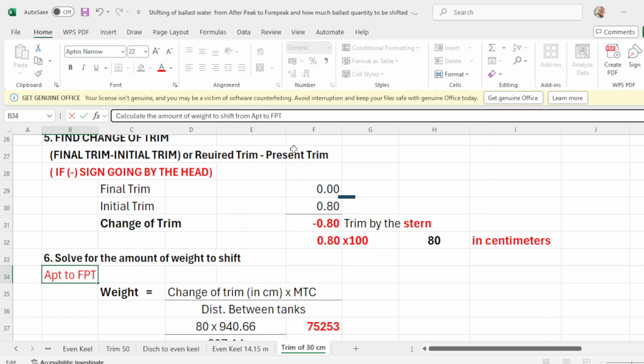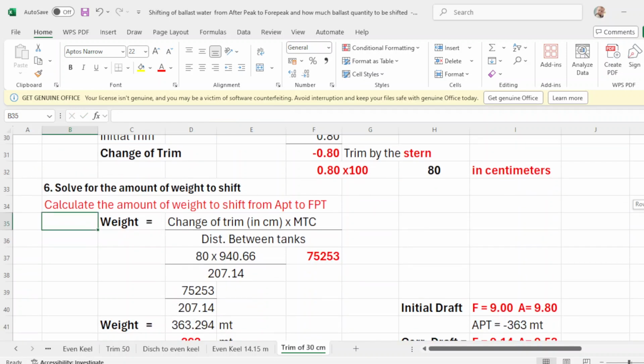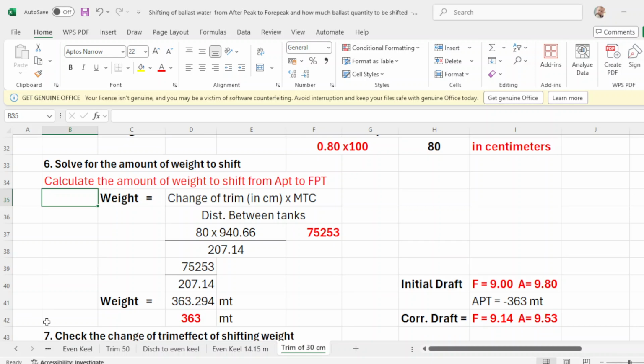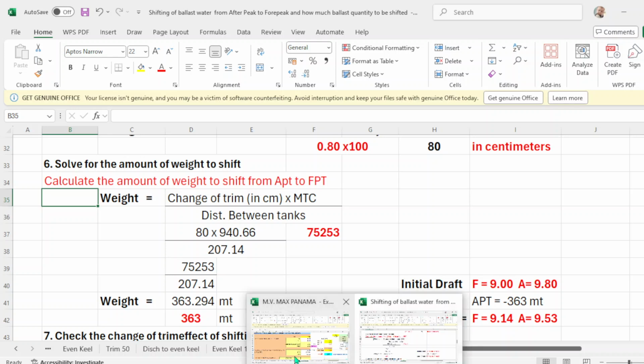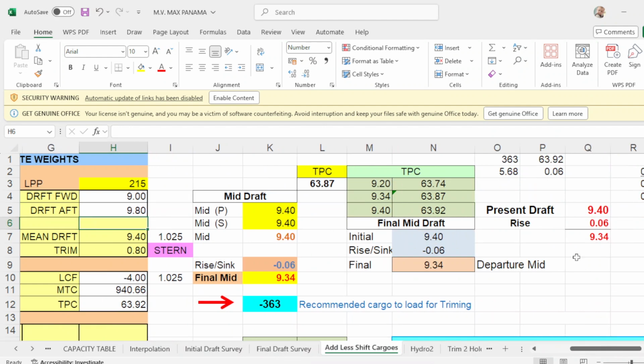This one. Okay, after peak to fore peak tank. And the answer is 363. Okay, 363. So we go to the program. The weight is 363. I put here 363.